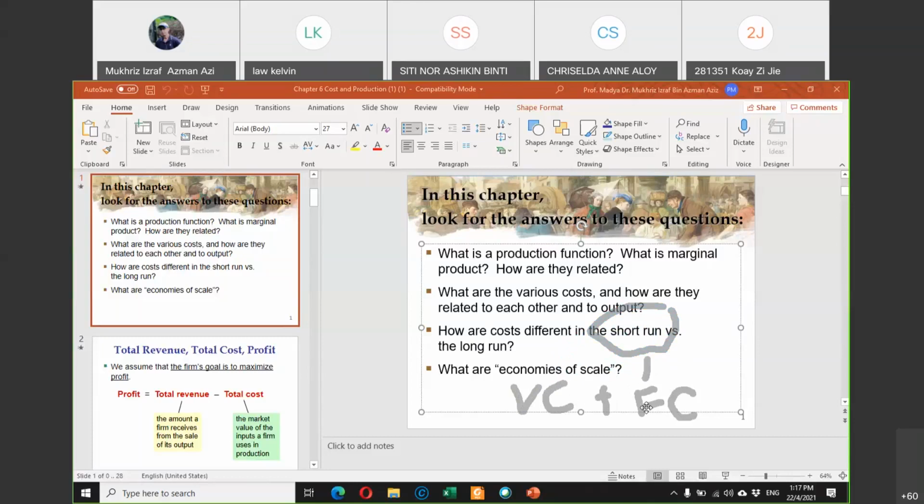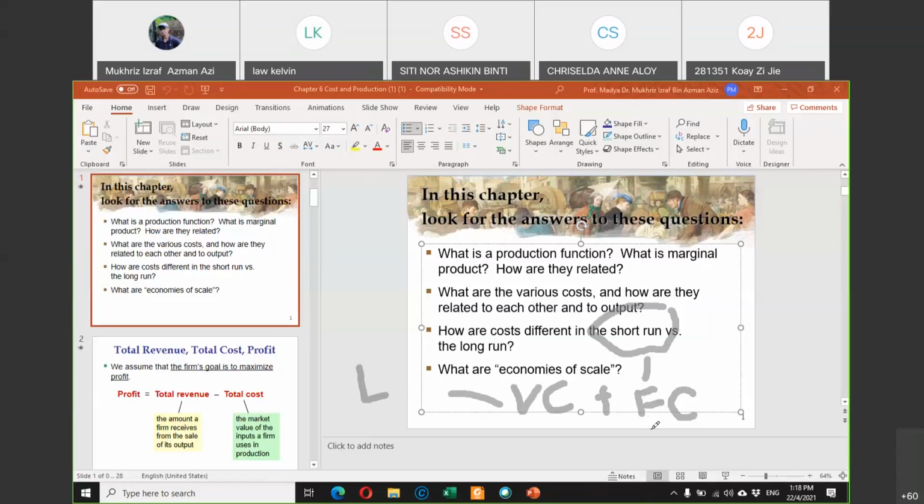Or usually people refer to it as less than 1 year. So when we call short run period for a company, they will face two types of cost: variable cost, which usually refers to labor or wages, the wages of employees. So that will be the variable cost. And fixed cost, as we discussed, is cost that does not change according to the output. Whether you produce zero or you produce 1,000 units, the fixed cost remains the same.